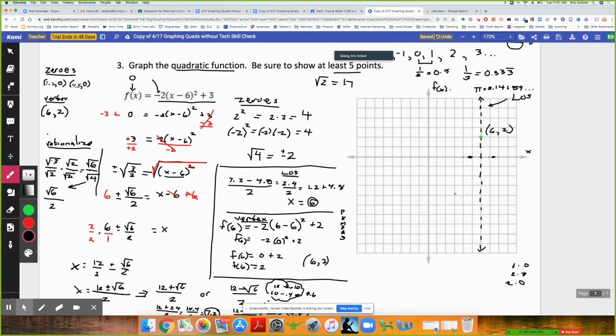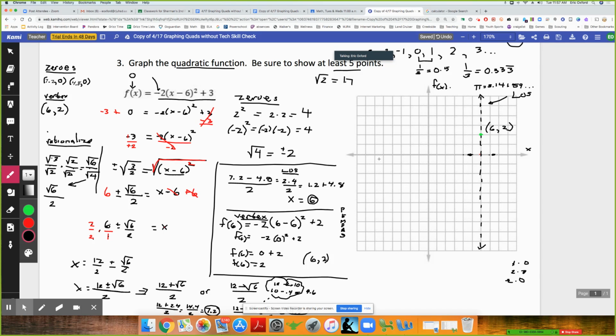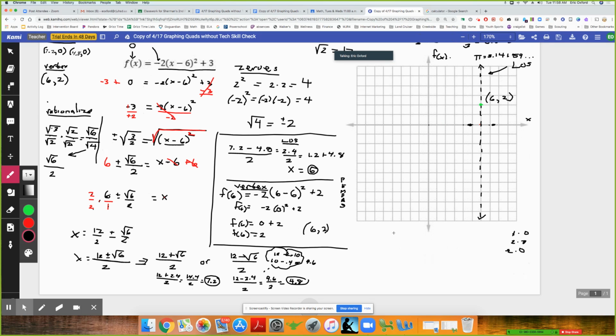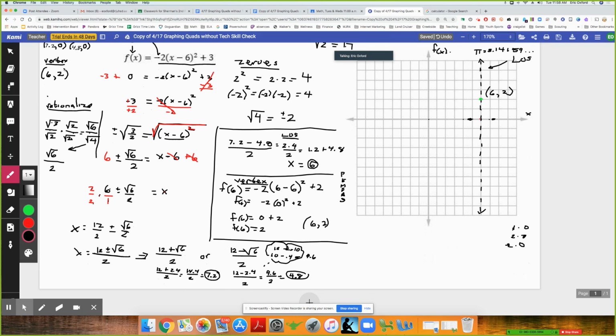But right now I only have 3 points, and it wants 5. So we need one more point, and then we can just reflect that point back across. I would want to know where the y-intercept is. That's another one that we need to know. So I can put a little space here. The y-intercept is really important. The y-intercept is when x is 0.